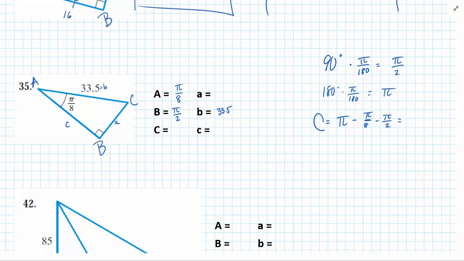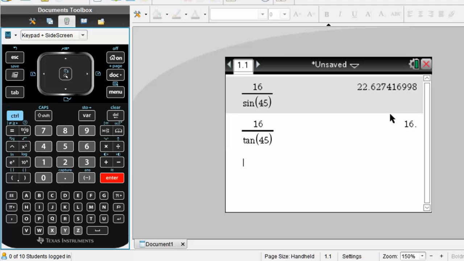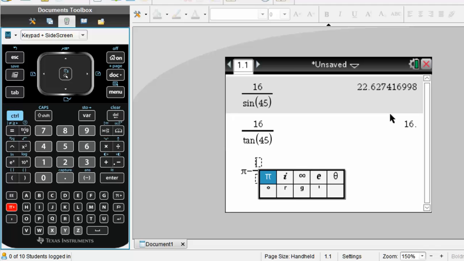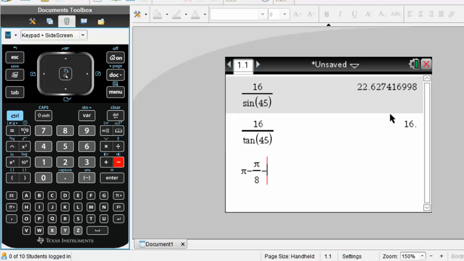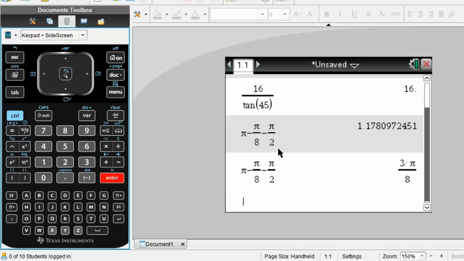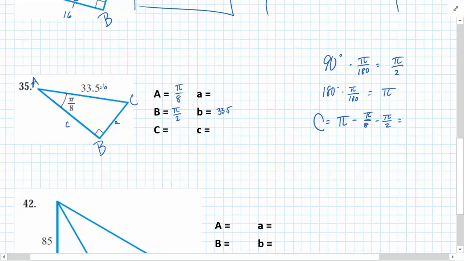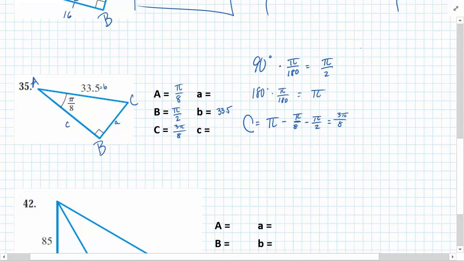Again, we can use our calculator to complete this calculation for us. So we'll go with pi minus the fraction pi over 8 minus the fraction pi over 2. And I don't necessarily want the decimal result here, so I'm just going to press enter again and let it calculate it correctly as a fraction. And I'll call that last angle measure 3 pi over 8. Okay, so I've made a little bit of room here.